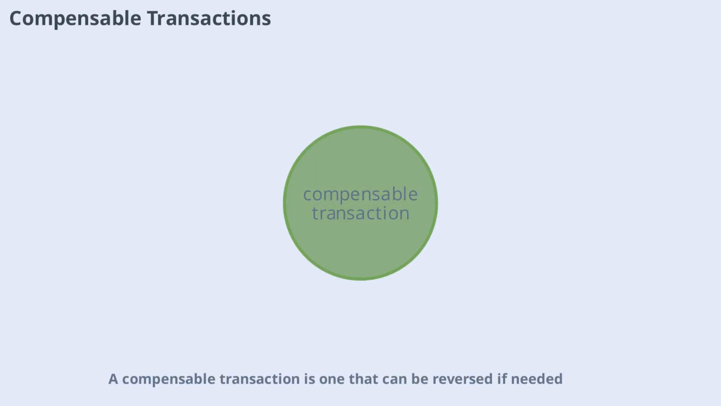A compensable transaction is one that can be reversed if needed. If a step in the SAGA fails, compensating transactions are triggered to undo the changes made by previous steps. This is crucial for maintaining data integrity, especially in distributed systems where rolling back changes isn't as straightforward as in a single database. Compensable transactions form the backbone of the SAGA pattern's ability to recover from failure.